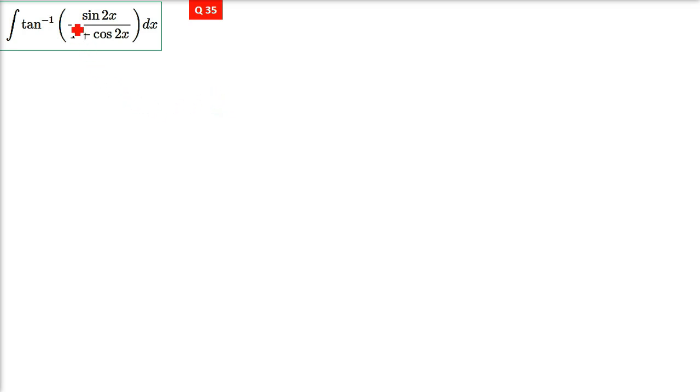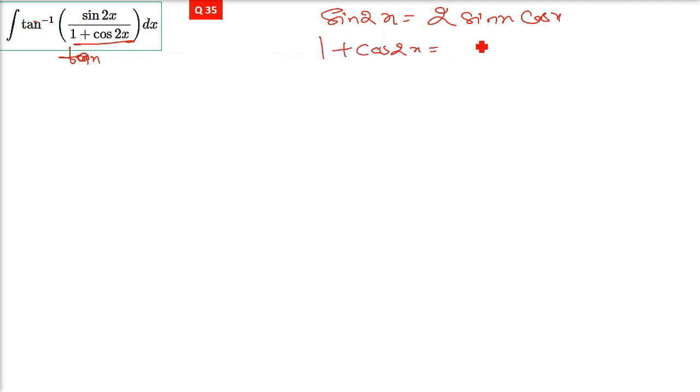Okay, now we have the integration of tan inverse of sin 2x by 1 plus cos 2x. The key to this type of question is that you ought to get tan inside. When you have tan inside, tan inverse can be cancelled with tan, and this standard result will be used. Sin 2x is simply 2 sin x cos x, or sin 2 theta is 2 sin theta cos theta. And 1 plus cos 2x is a standard result, which is 2 cos square x. So now these two will give you tan.